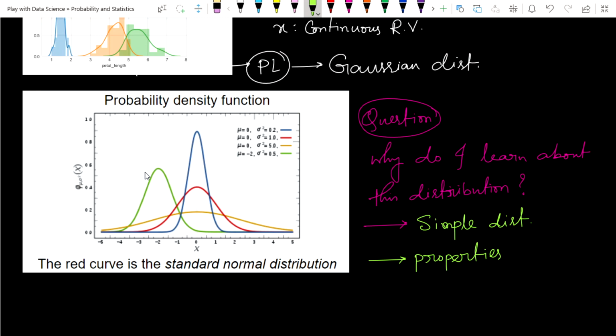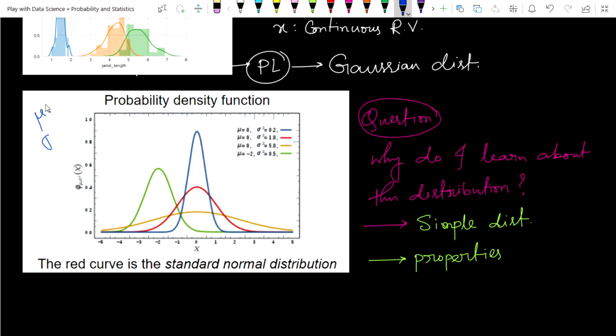The first question is that there are various kinds of Gaussian distribution functions, and how are they plotted? Just see the first blue one. There are four Gaussian curves plotted, and to plot each curve two parameters are needed. The first one is mu, and the second one is sigma.